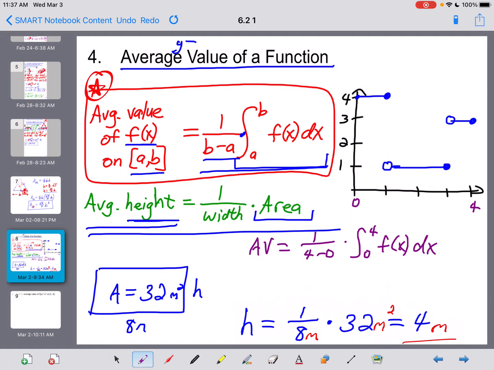Okay, and what can we do here now, guys? So the average value of this piecewise function is going to be 1/4 multiplied by, and let's not forget a fundamental idea from back in chapter 5, everybody. You can use a definite integral to find area.